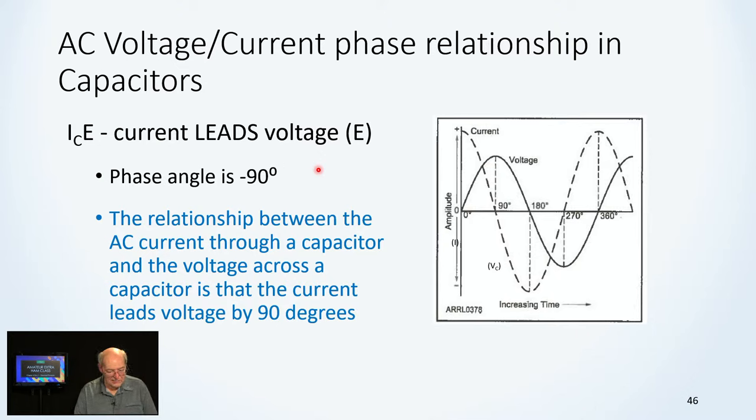Remember why it's minus 90? Because phase angles for capacitive reactance, we're always going to consider as being negative in the complex number framework. So the relationship between the AC current through a capacitor and the voltage across a capacitor is that the current leads the voltage by 90 degrees, ICE.